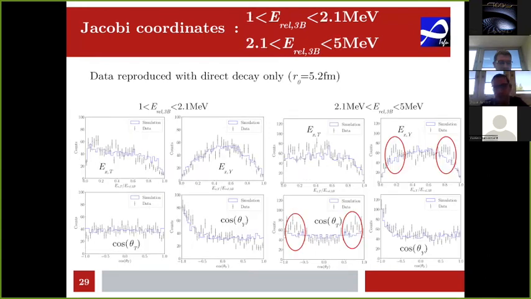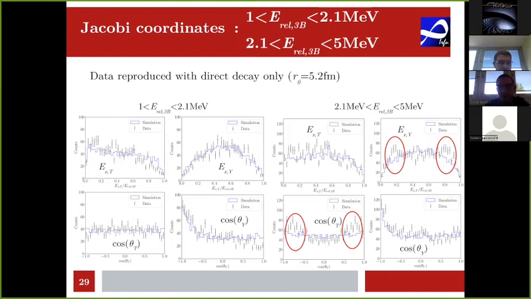We do the same, but for the high energy gates, from 1 to 2.1 MeV and from 2.1 to 5 MeV. So on the left-hand side, we see that the Jacobi coordinates are well reproduced, but on the right-hand side, we see that there are structures in E_xy and cos theta_t that are not very well reproduced, meaning that maybe we need to now consider the sequential decay.